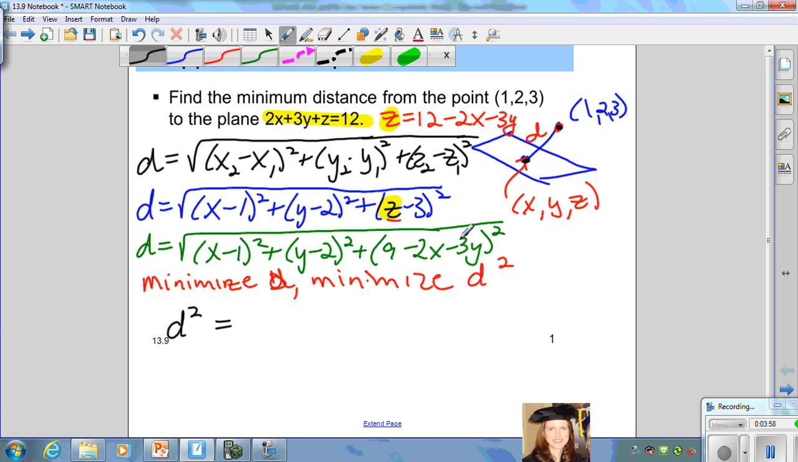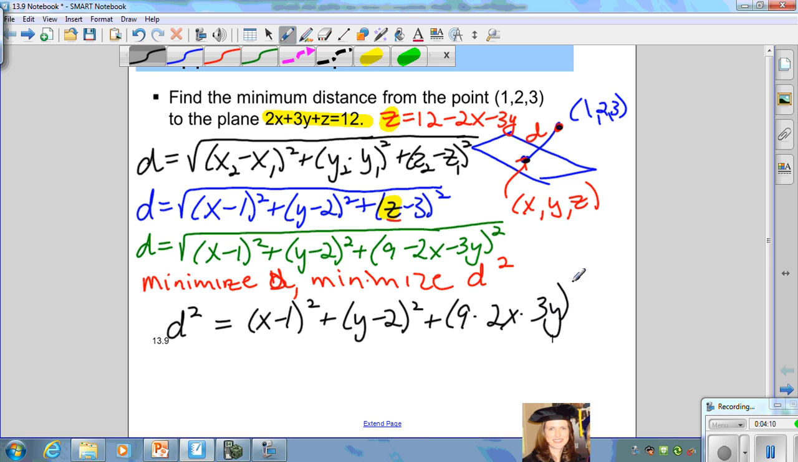And if we find an equation for d squared, when you square the square root, we get the equation (x minus 1) quantity squared plus (y minus 2) quantity squared plus the (9 minus 2x minus 3y) quantity squared. So it is going to save us some time by minimizing d squared and then going back to find the answer for the minimum d.